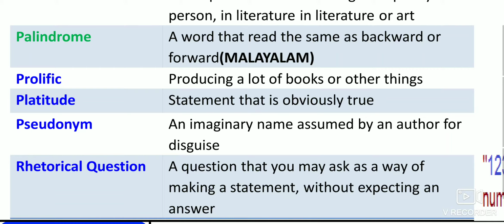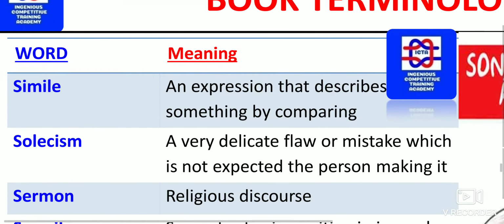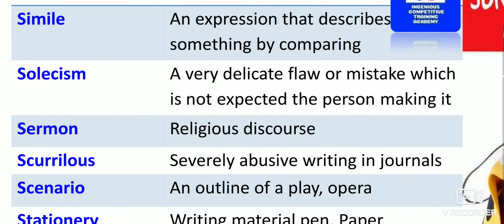So you just ask but without expecting any answers, that is known as a rhetorical question. They are very important, guys. Please go through them. Simile means an expression that describes something by comparing is known as simile.